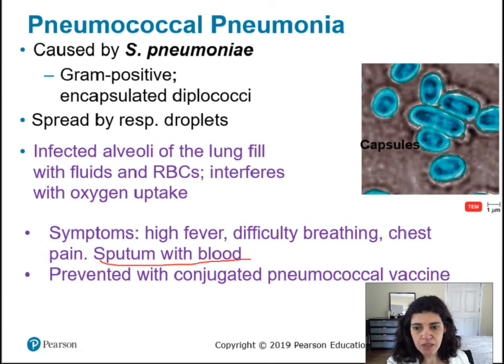The risks include younger than 2 years old and older people, or people with cochlear implants, cerebrospinal fluid leaks, and adults that are 65 years old or older are all at risk. Mostly smokers and also immunodeficient patients.